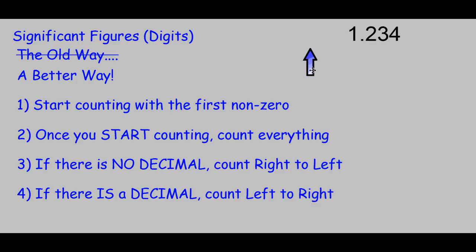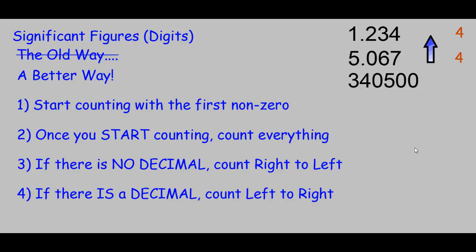For our number 1.234, we do have a decimal, so we're going to follow this rule down here. If there is a decimal, we'll go from the left to the right, and we're going to start counting with the first non-zero digit we see. So right away we have 1, 2, 3, 4. So our number of significant figures is 4. On this next example, we have a decimal point also. So I'm going to count from left to right. So we have 1, 2, 3, 4. Once we start counting, we keep counting everything.